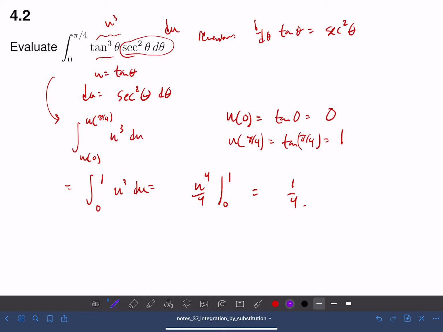I far prefer changing the bounds of integration because it means I don't have to back substitute for what u was, and I get to just work with these. Like, it just eliminates a whole bunch of work to do this transformation. So I suggest you just do it.